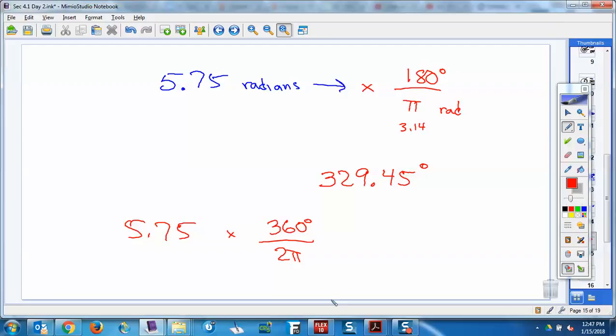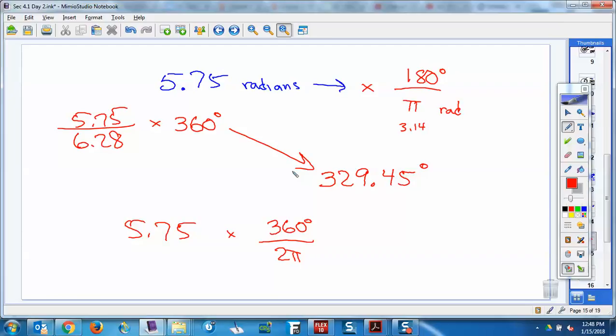If you do 5.75 divided by 6.28, that tells me you're finding the fractional part of the circle you're dealing with, and then you're multiplying that by 360 degrees in a whole circle. That gives you where you're at. I think that's a great way to do it. But it's essentially doing the same thing. Okay? But I'm fine with that.